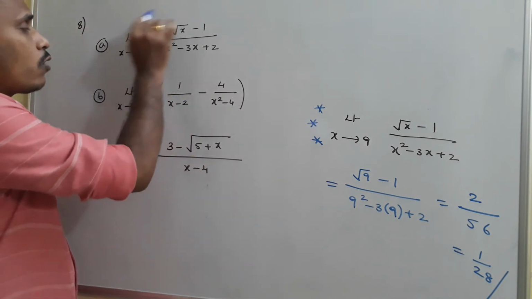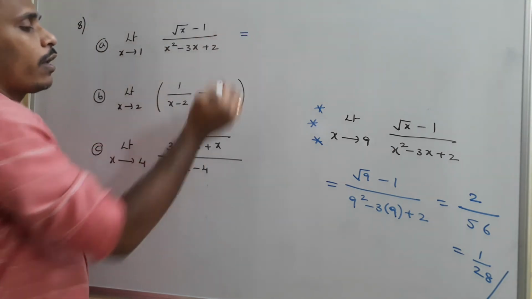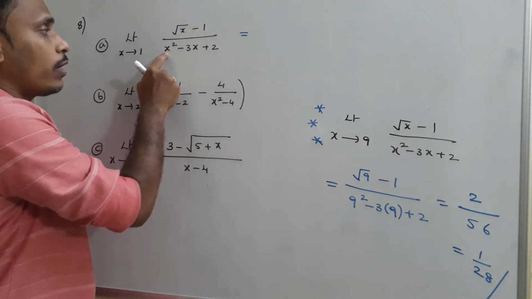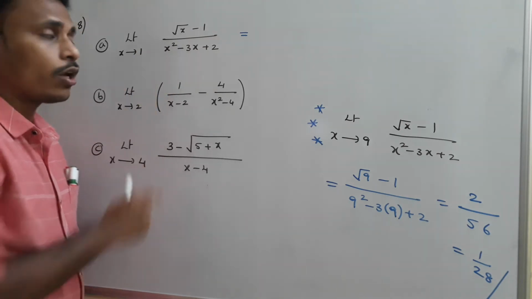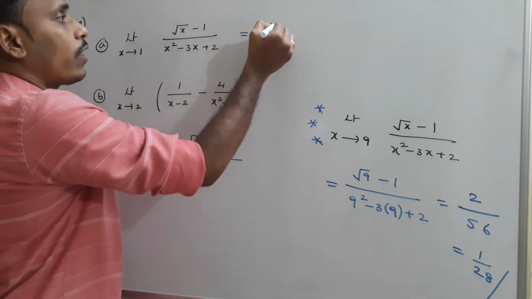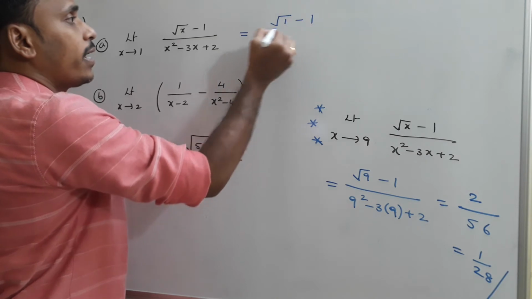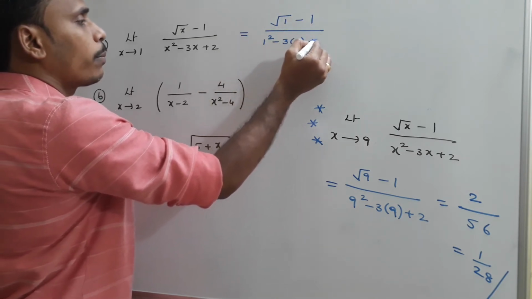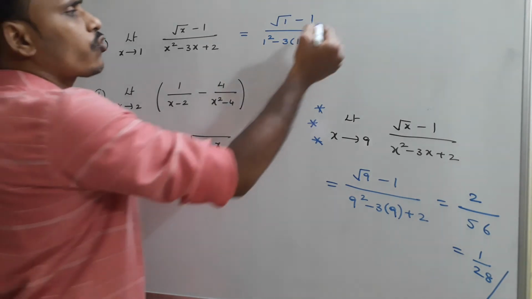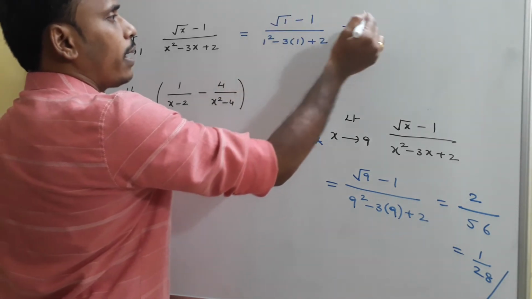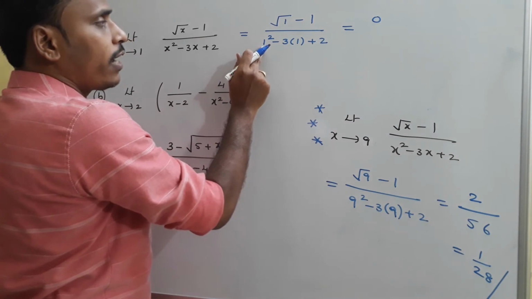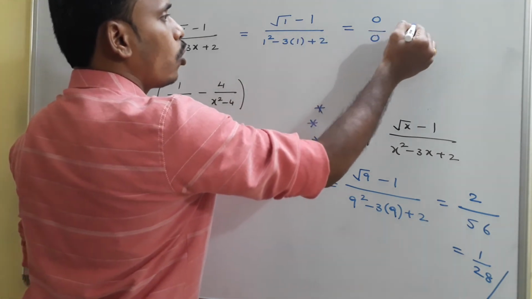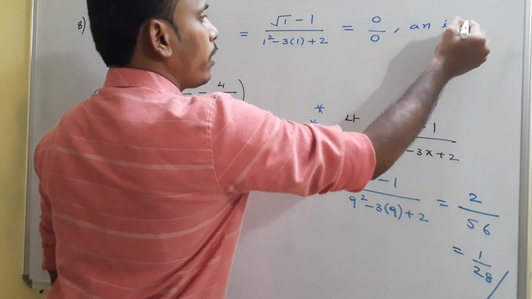Right. But now, what do you say about this particular problem? If you solve in the same manner, limit x tends to 1 of (root x minus 1) by (x square minus 3x plus 2), if you replace x with 1, what will happen? Root 1 minus 1 divided by 1 square minus 3 into 1 plus 2. You just try to simplify. The numerator is 1 minus 1, 0. The denominator is again 1 plus 2, 3 minus 3 is 0. 0 by 0, which is an indeterminate form.